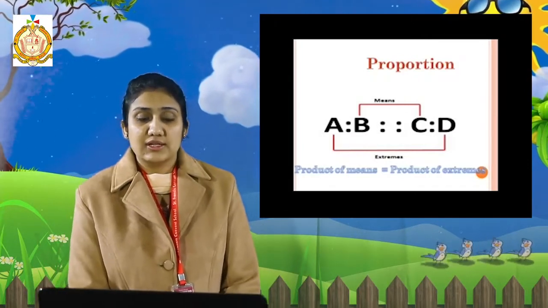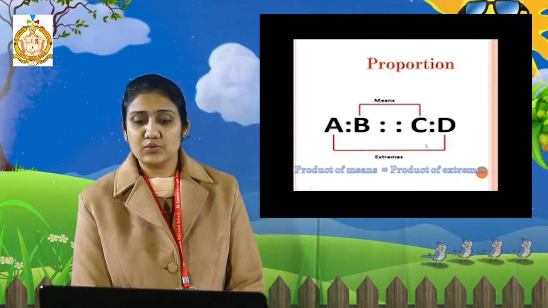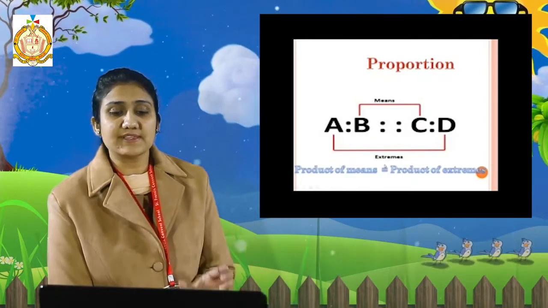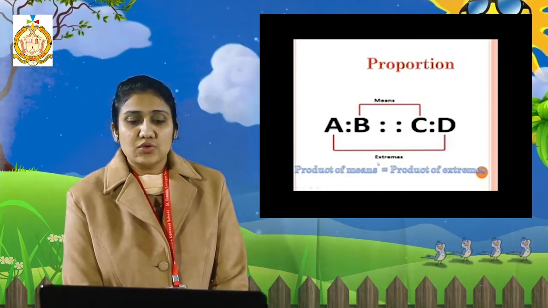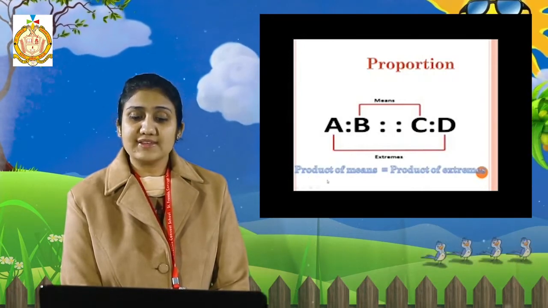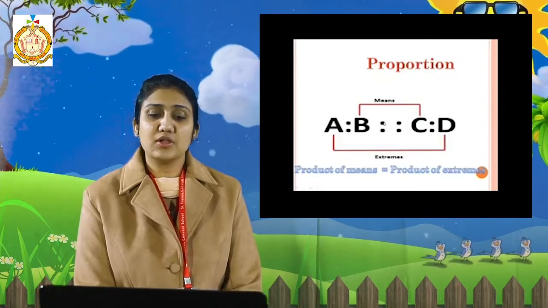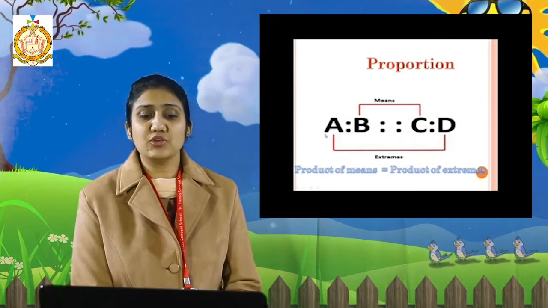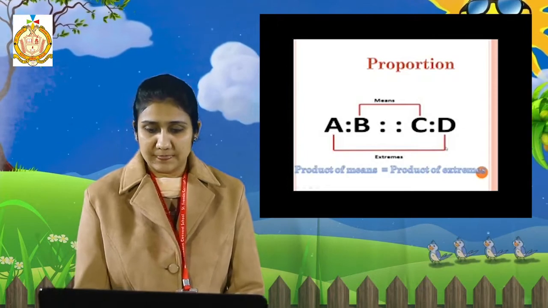In proportion, if two ratios A:B and C:D are equal, the in-between terms are called means, and the outside terms are called extremes. So if they are in proportion, they follow a rule, that is, the product of means is equal to the product of extremes. This is the symbol of proportionality.